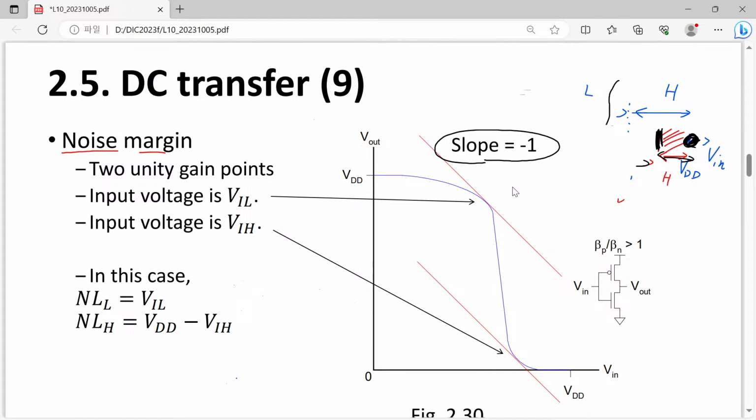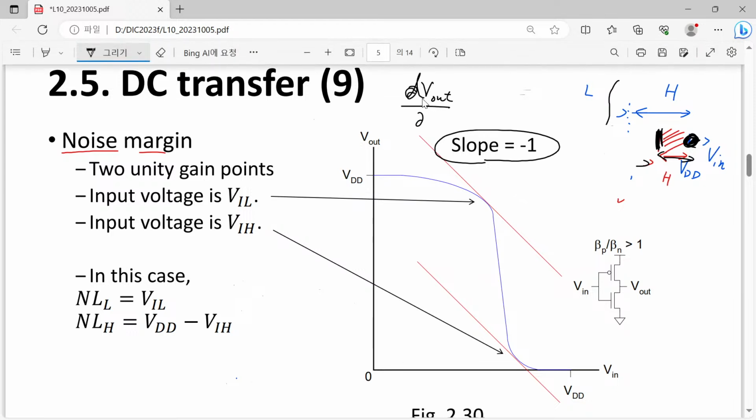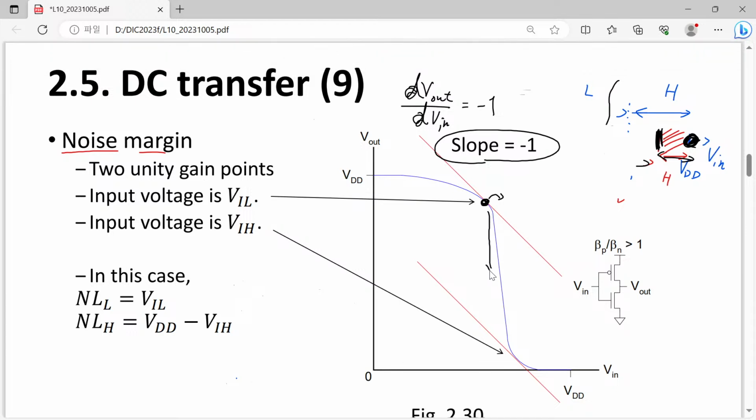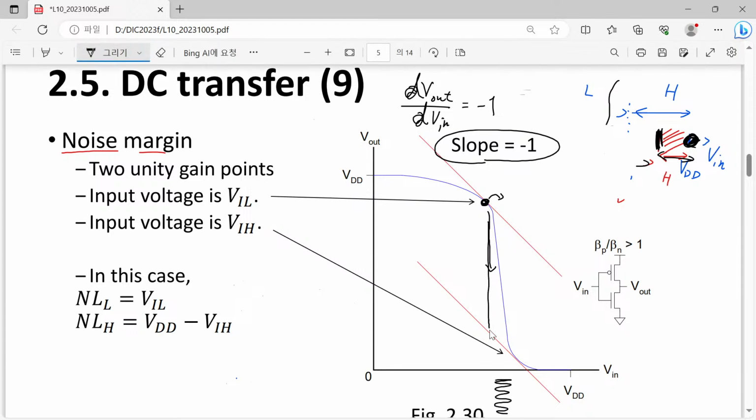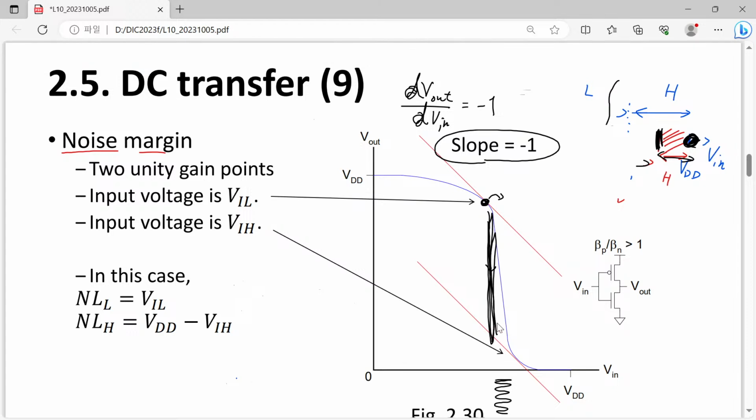So here we have a certain slope, dVout over dVin equal to -1. Simply speaking, beyond this voltage we have a very steep change of our logical output value. A small perturbation added to this input voltage will generate a huge difference in our output level. So this is not suitable for stable logic operation, and we must eliminate this range from our consideration.